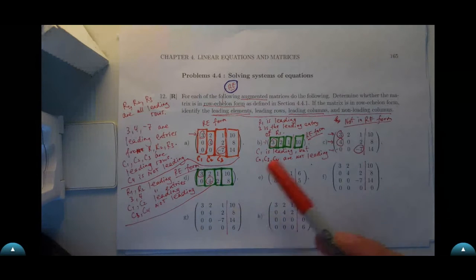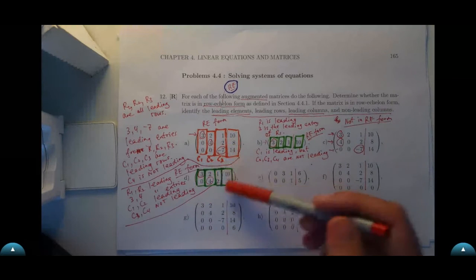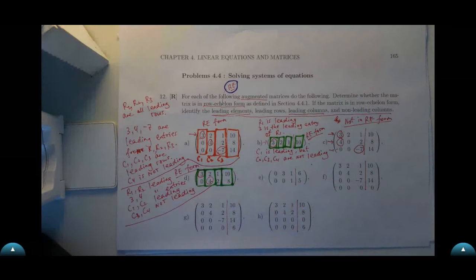So there you go, it's in row echelon form. It's got a couple of leading rows, a couple of leading columns, and these are not leading over here. I know we're going very slowly here, but I think this is an important step when you identify all the leading and non-leading parts. I think that's really important.